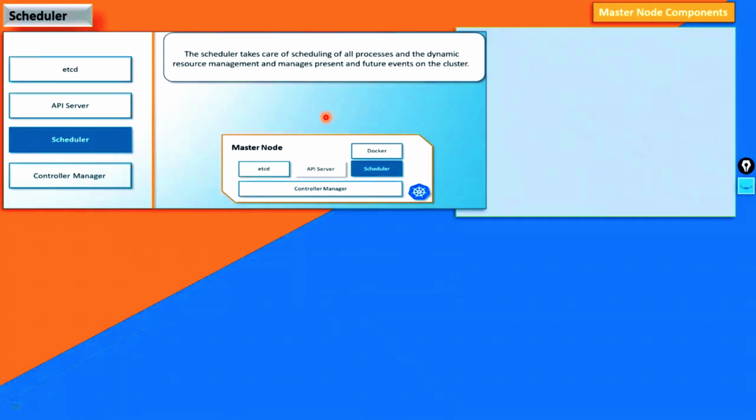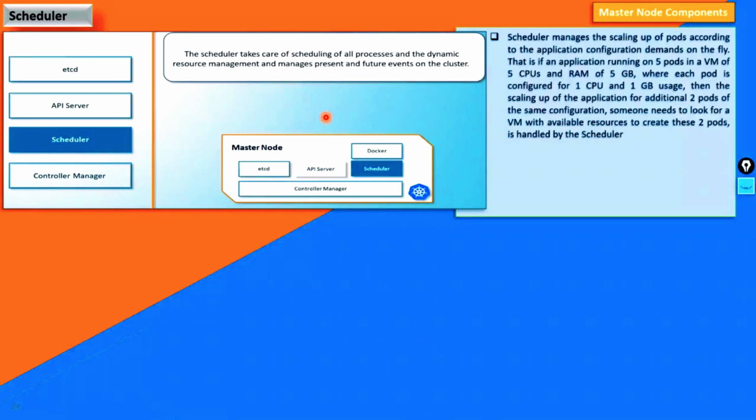But we do not need to go into the details of the architecture, but you know that it is the scheduler which, with the help of the replication controller and all those things, will create the pod which has been lost. A scheduler manager scales up the pods, that is the auto scaling, according to the application configuration demands on the fly. So dynamically it will configure. If you have desired 3 pods, you will get 3 pods, no matter what.